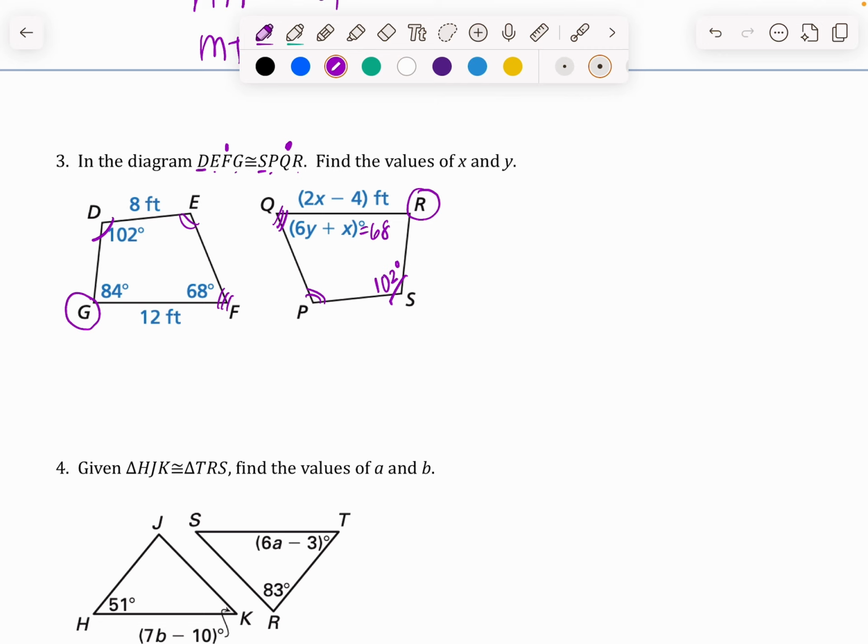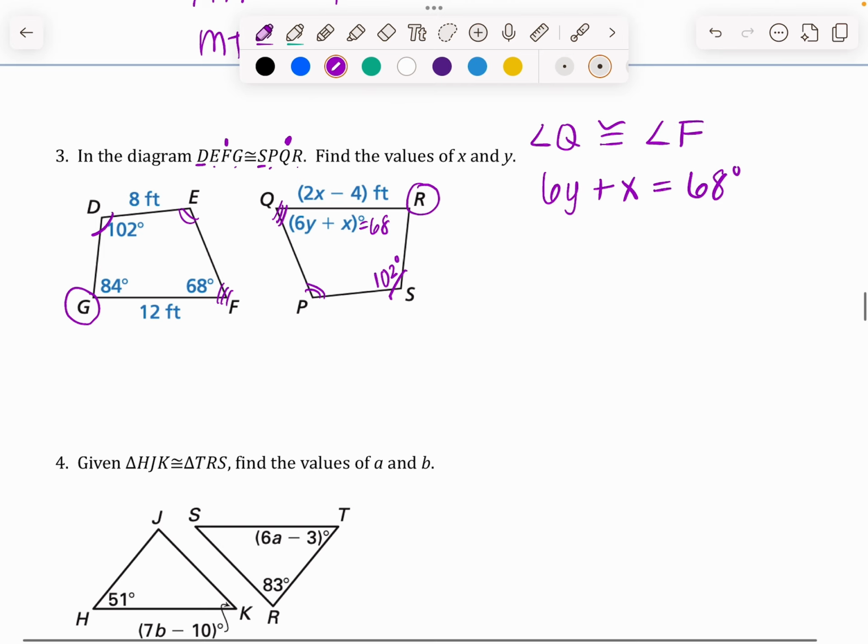So it looks like I can solve for y because I know that angle Q is congruent to angle F, and so 6y plus x is equal to 68 degrees. And it looks like I actually need to find x first because it has an x and a y, so we'll hold off on that. It looks like we can find our x equation from QR. So QR, the last two letters, would be corresponding to FG. So looking down here, FG is this one.